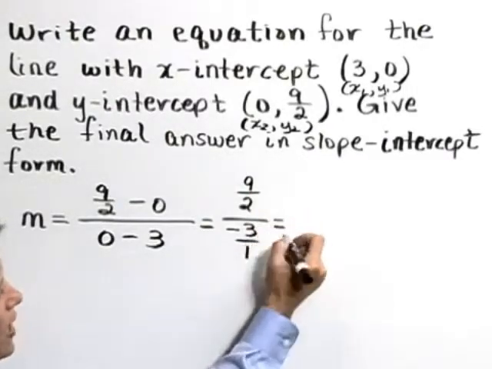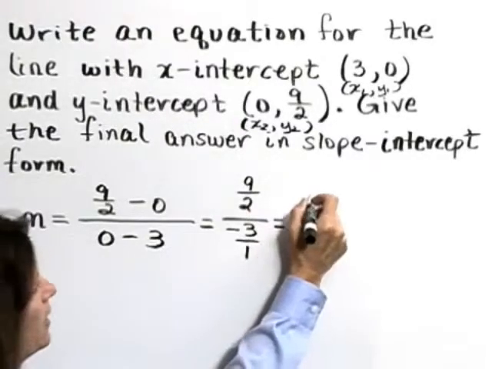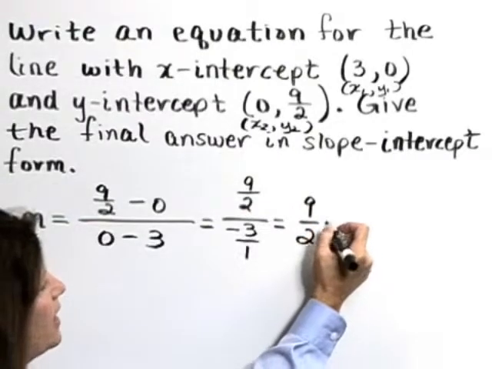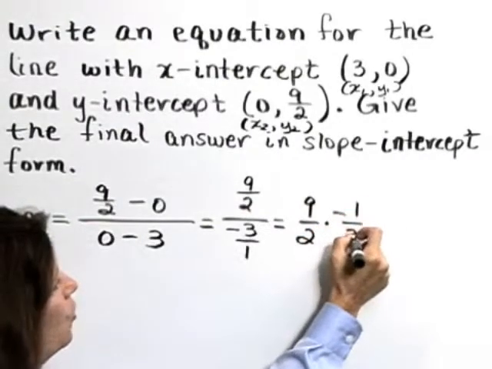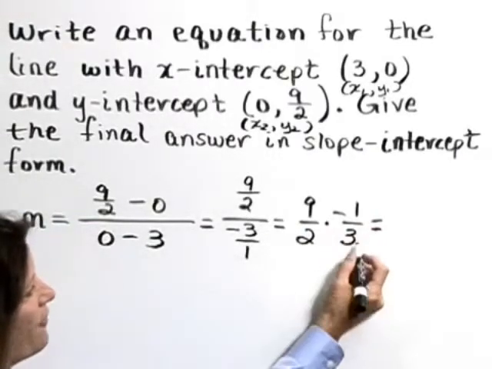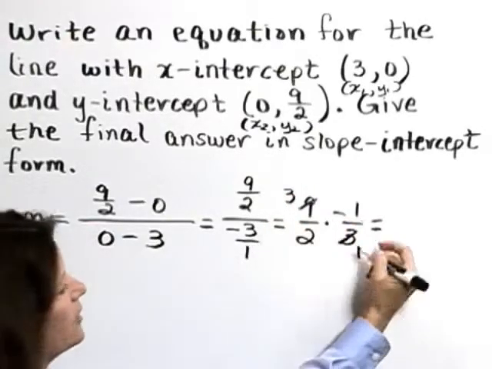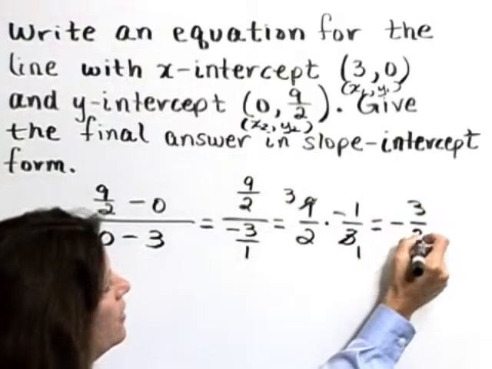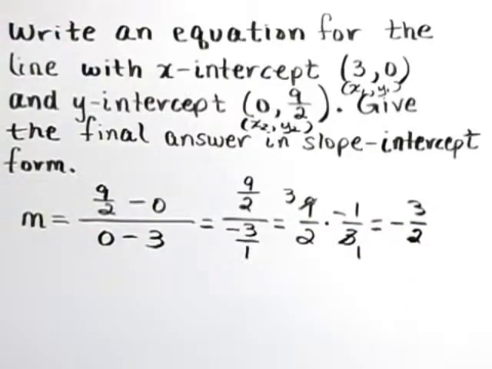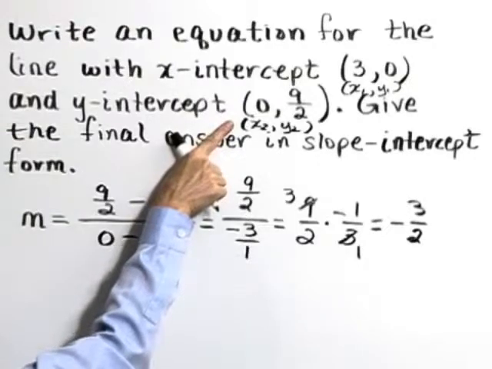Dividing these fractions, we actually need to multiply by the reciprocal of the denominator. This becomes 9/2 times negative 1/3. Before multiplying, let's cancel common factors. 3 goes into itself once, into 9 three times. So this product is negative 3/2. The slope is negative 3/2, and let's focus in on this point (0, 9/2), which is the y-intercept.